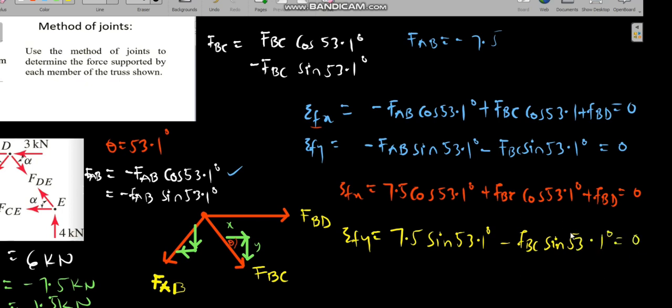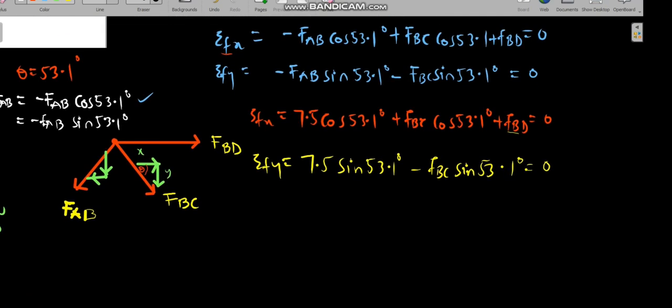So now that we have these two equations, we look at the one that we can solve first. The first one has two unknowns, FBD and FBC, so we can't solve for this. But this one has only one unknown, which is FBC. So let's go ahead and solve for FBC here. Let's make FBC the subject.